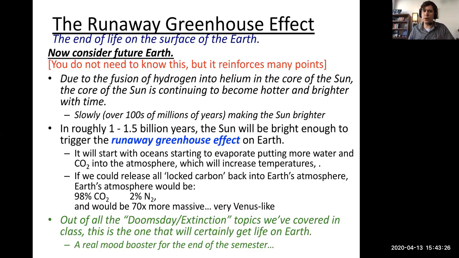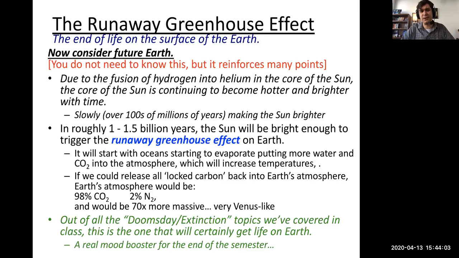So in roughly 1 to 1.5 billion years, the sun will be bright enough to raise Earth's solar constant enough to trigger the runaway greenhouse effect, where our oceans will start to evaporate, thus putting the water vapor and the locked CO2 back into our atmosphere, kicking off the runaway greenhouse effect until it reaches its natural conclusion. And at that point, all that locked CO2 will be put back into Earth's atmosphere, and Earth's atmospheric composition will be expected to be about 98% carbon dioxide and 2% nitrogen, and about 70 times more massive than it currently is.